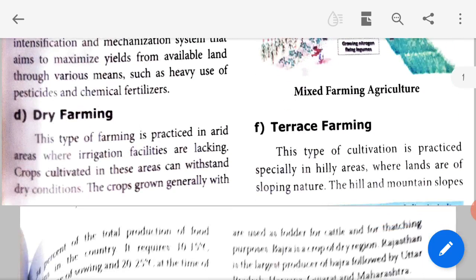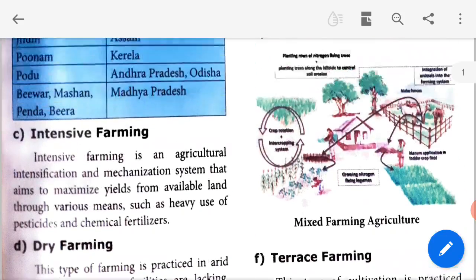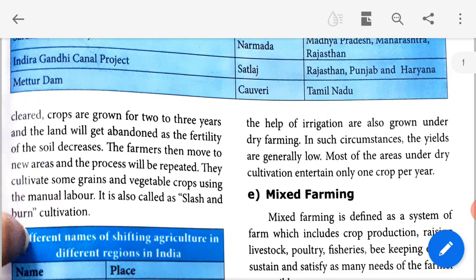Dry farming. This type of farming is practiced in arid areas, arid means dry areas, where irrigation facilities are lacking. So when the area is dry, irrigation, that means water facility, will be less. Crops cultivated in these areas can withstand dry conditions. The crops grown generally with the help of irrigation are also grown under dry farming. In such circumstances, the yields are generally low.